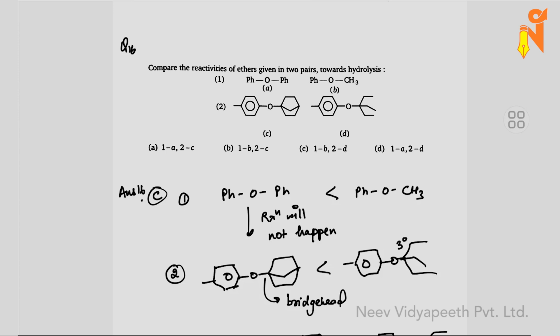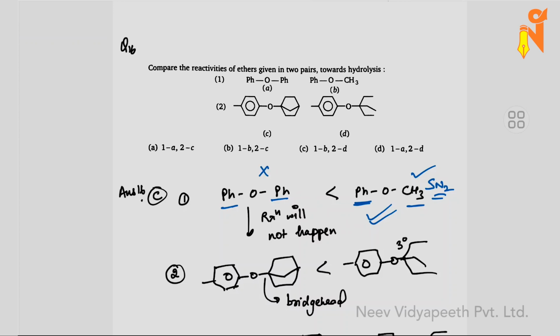Question number 16, we have to find out the reactivity of the ethers in the given pair towards hydrolysis. Hydrolysis can take place either through SN1 or SN2 depending upon what kind of chains we have. So let's see pair number 1. Here both are benzenes. Neither SN1 nor SN2 can take place, hence the reaction will not happen in this case. Whereas in this case, on the other side the reaction will not happen, but SN2 is quite possible and very fast. Hence this reaction will be faster. In fact, the other reaction will not even happen.